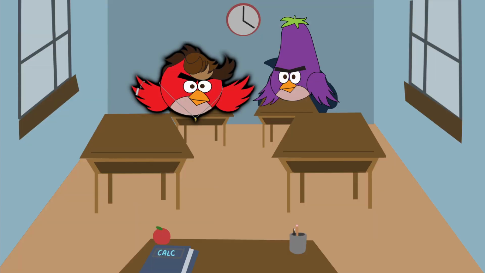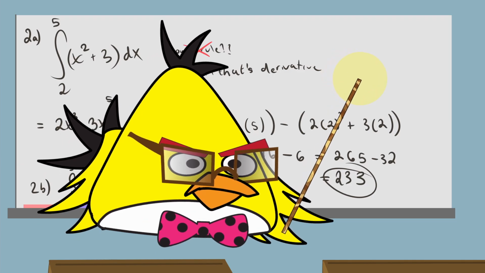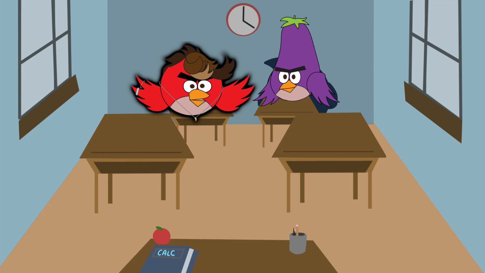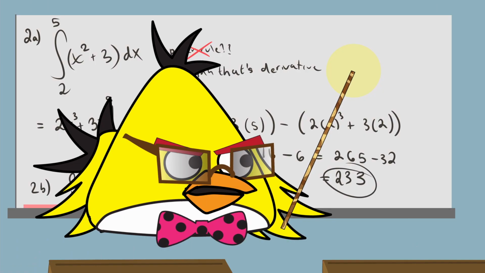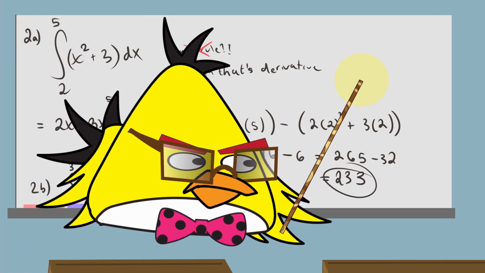The derivative with respect to x of the integral from a to x of f of t dt equals f of x. Good, that's part one. Moving on. But Mr. Tweets, why is that true? You don't need to know that, Red.